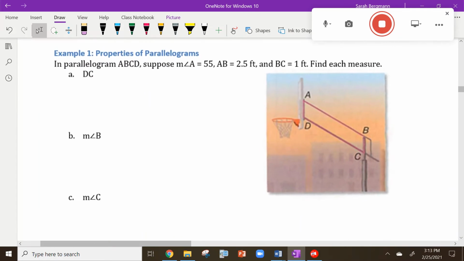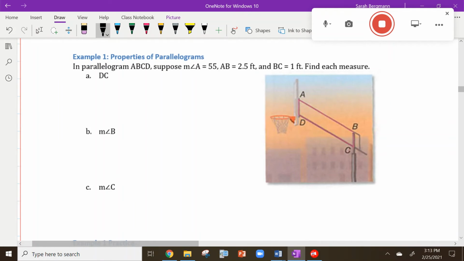Let me show you how these properties could be used in an example. So this says, in parallelogram ABCD, suppose the measure of angle A is 55, AB is 2.5 feet, and BC equals 1 foot. Find each measure. First, we're finding DC. I know that DC is parallel to AB, and it also has the same measure as AB. Therefore, DC has a length of 2.5 feet.